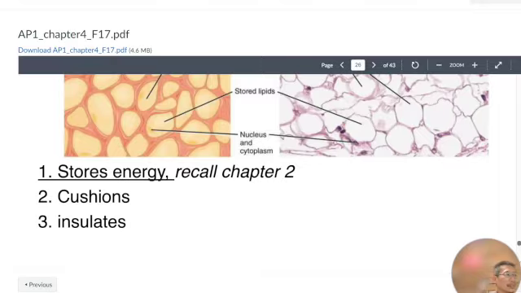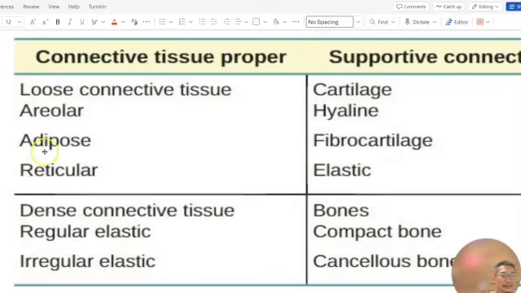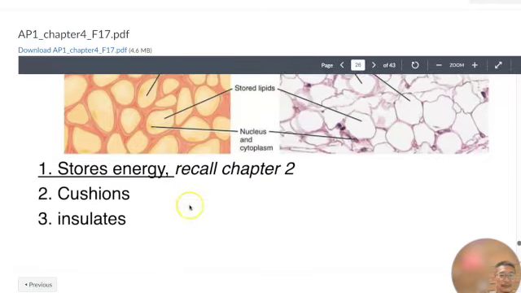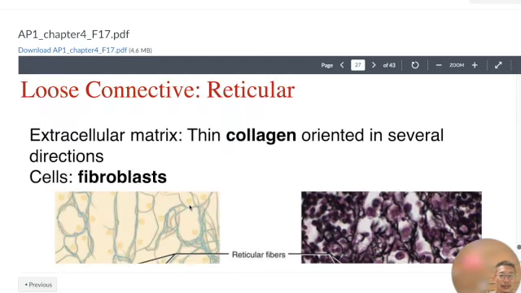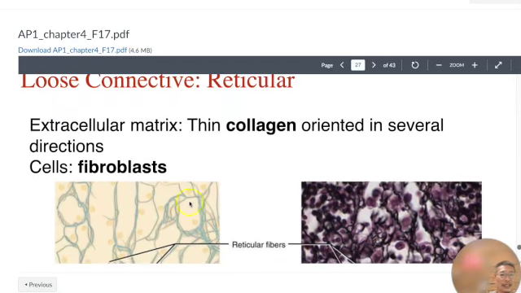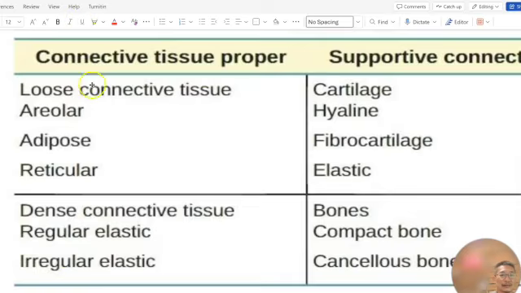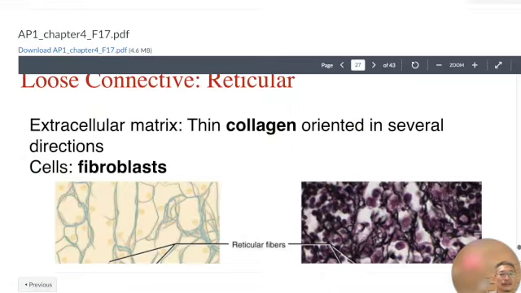So this would be under adipose. And reticular fiber is right here under loose connective tissue. Next, we're going to study dense connective tissue. So this is loose, all loose. Dense connective tissue.